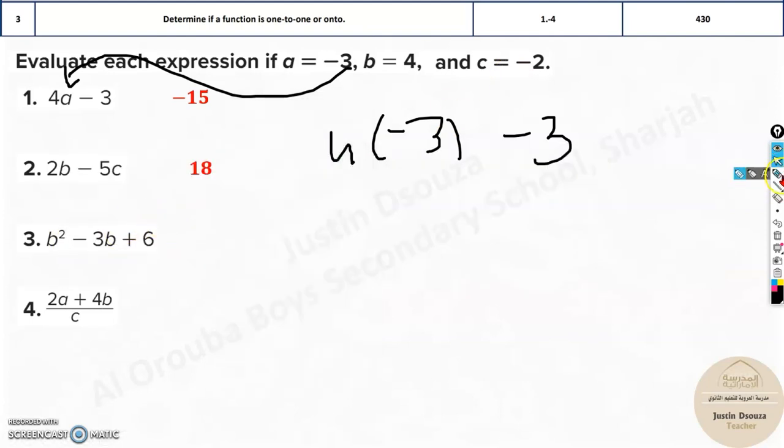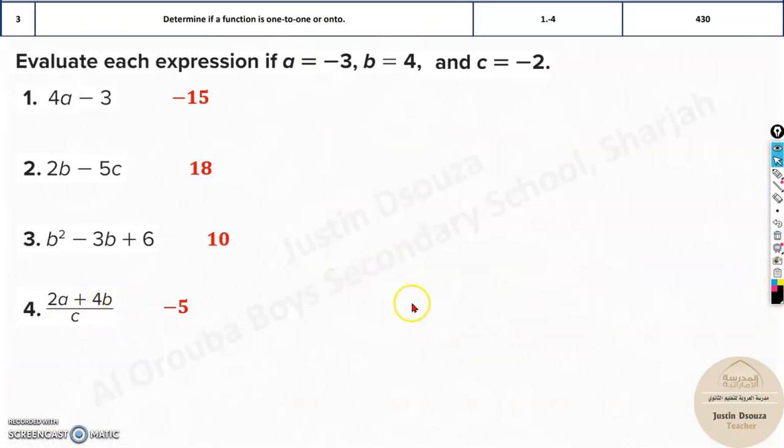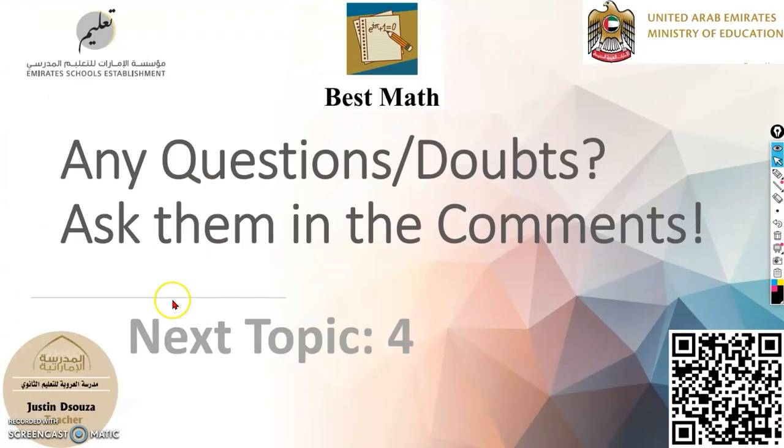Over here, you're using B square, that is 4 square, minus 3 times B, that is 4, plus 6. It'll become 16 minus 12 plus 6. Your answer would be 4 plus 6, 10. And similarly, you can do this. Just substitute all the values and solve it. That's it. So very, very easy. Please do it by yourself. I think the first 6 are prerequisites, so it'll be very simple and easy. So please stay tuned for the next ones.